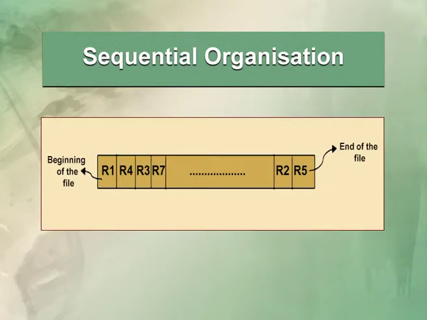Just see, this is the way that the sequential file organization works. At the beginning of the file, record 1 is there, then record 4, record 3, record 7, and likewise it grows up to R5, and the end of the file is R5. Let us see how to insert in this sequential organization technique. Suppose you want to insert a record here.